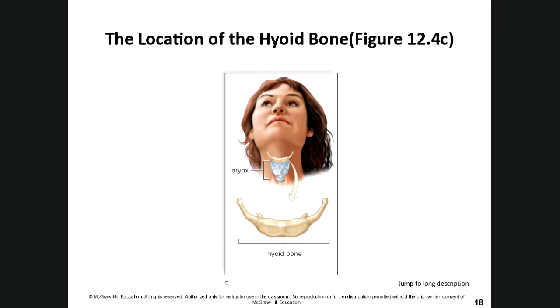So the only bone in your body that's not directly attached to other bones in your body would be your hyoid bone, which is just right there at the top of your larynx. So it's the only bone that's not directly attached to any other bone in your body.